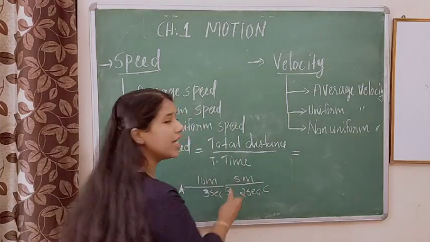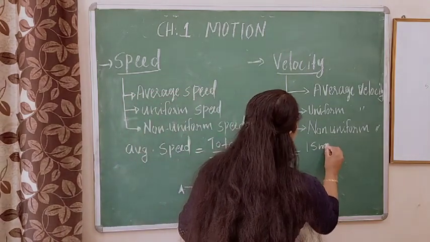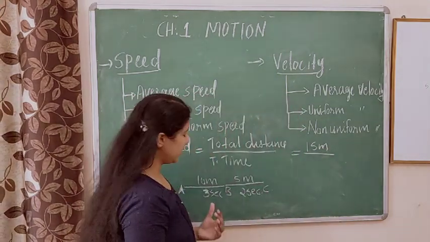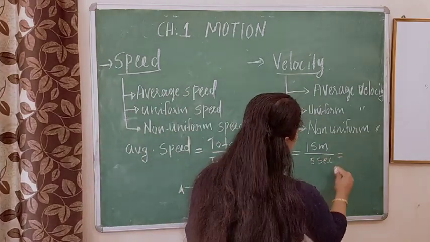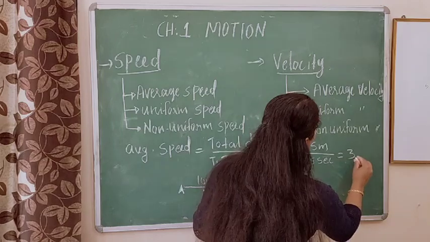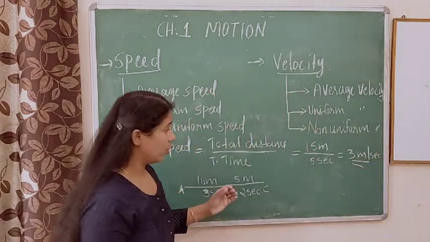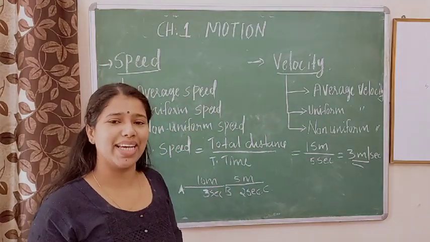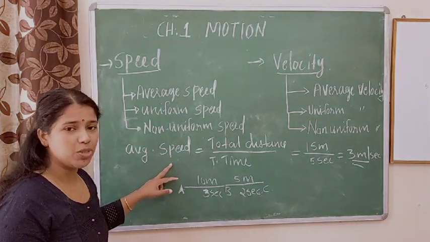Then total distance is equal to 10 plus 5, that is 15 meter. Total time means 3 plus 2, 5 seconds. Then 15 by 5, 3 meter per second. Average speed is 3 meter per second. Okay, this is average speed.